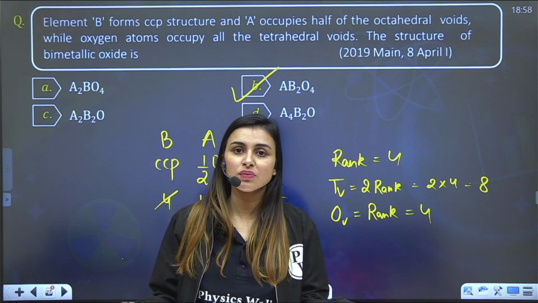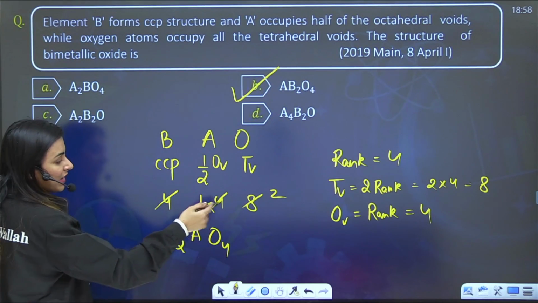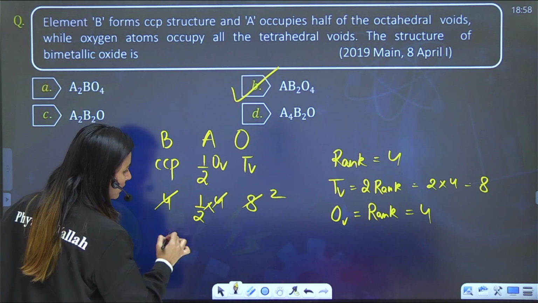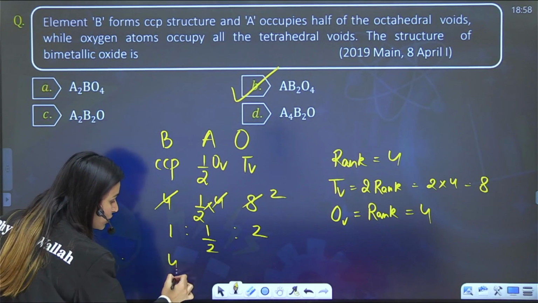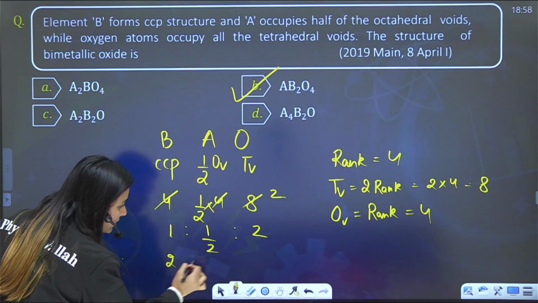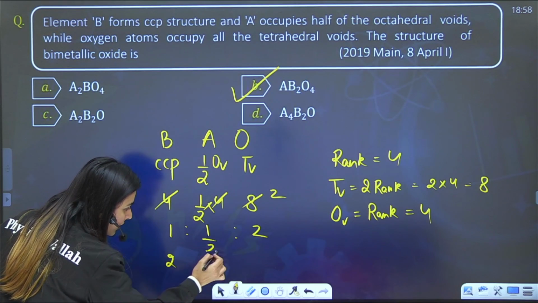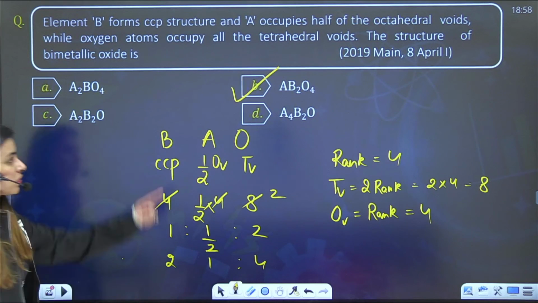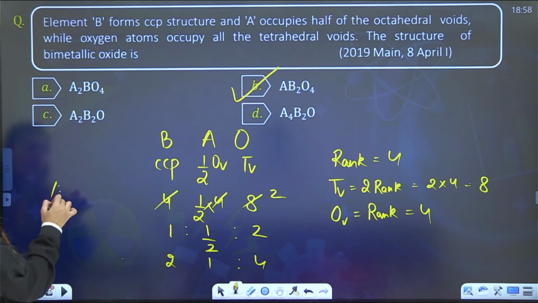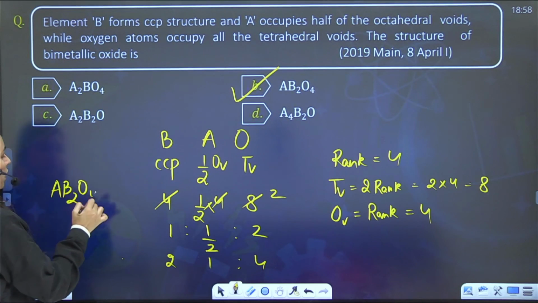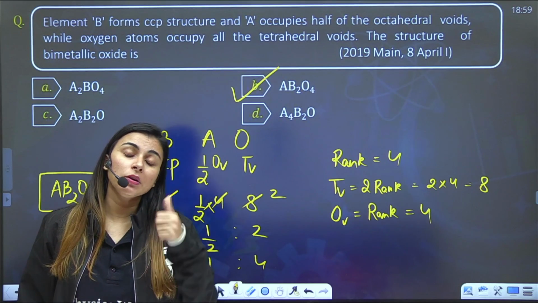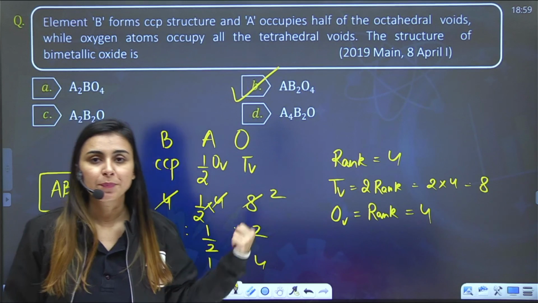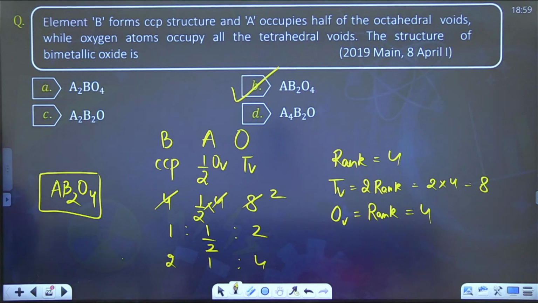So this is how you have to solve this question. When you find the ratio, it is 1:1/2:2, so you'll have to take the LCM. This would be 2, this would be again 1, sorry, and this would be 4. So this is how you find out the correct formula, that is AB2O4. These types of questions are asked a lot, so you need to have a best grip on this particular part. Okay, perfect. Please write it down and then we'll move forward.